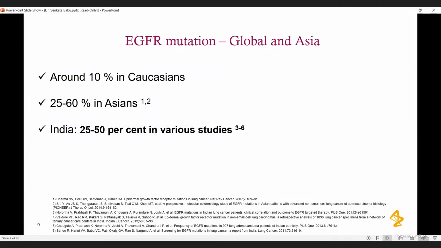And EGFR mutation is nearly 10% in Caucasians and 25 to 60% in Asians. 60% has been reported from Asian countries like China, where the highest percentage of EGFR mutation has been recorded. However, real world data anywhere varies between 25 to 40%. And in India, most of the studies reported more than 25% EGFR mutation. Not only the primary EGFR mutations, but the resistant mutations like T790M after the challenge to the first generation TKIs are also relatively higher in the Asian population compared to the non-Asian population.